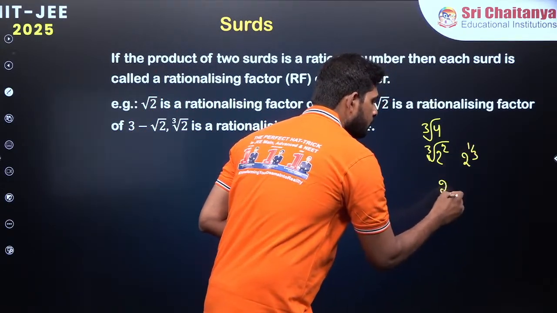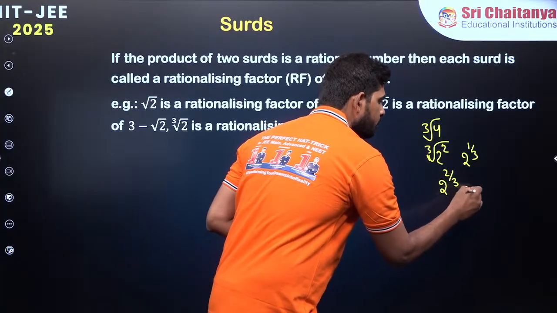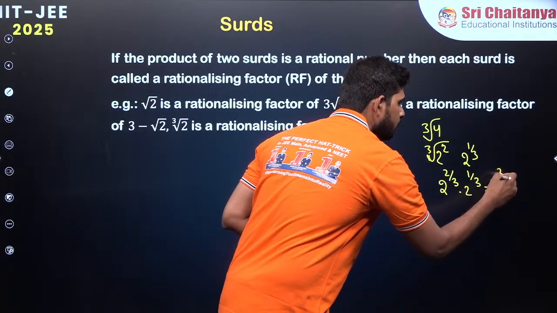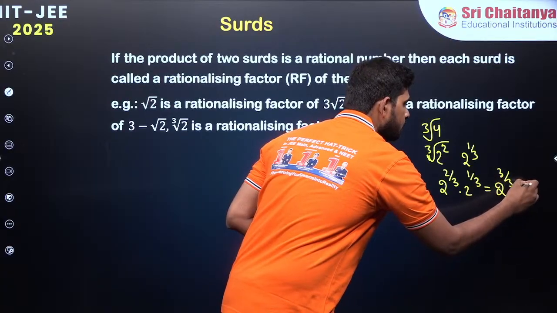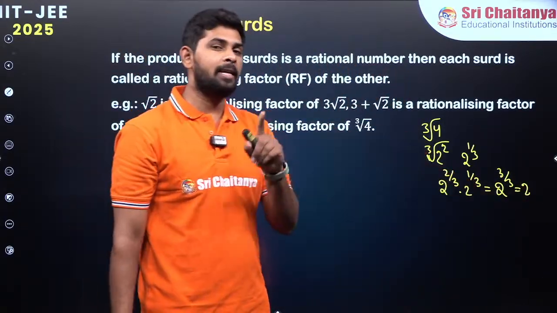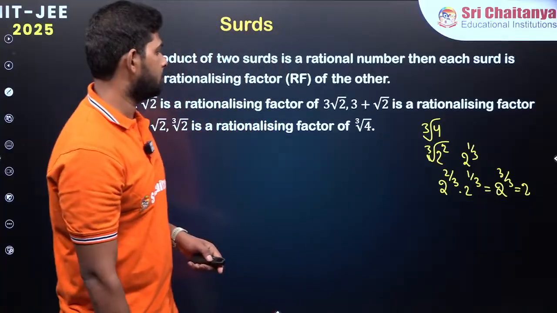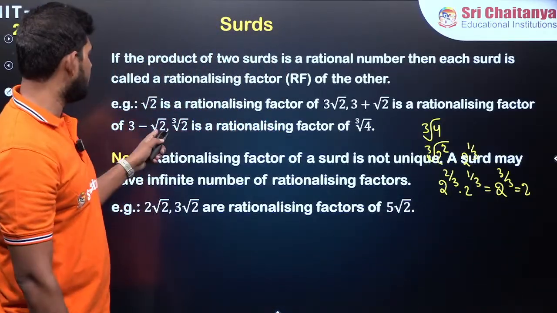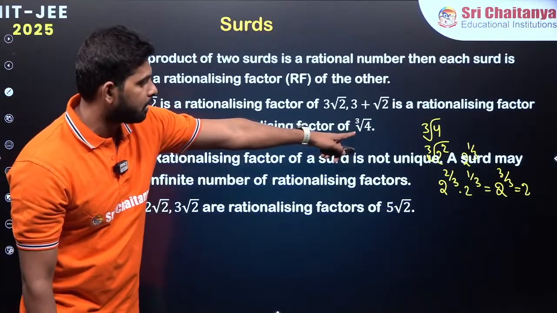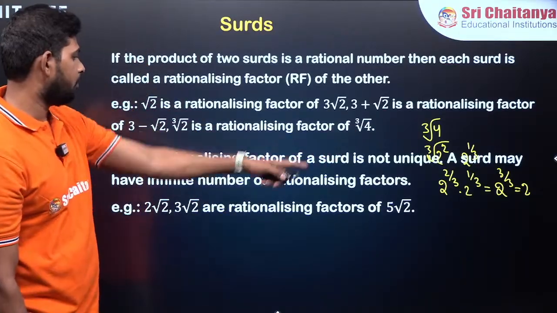Now you can see 2 power 2 by 3 times 2 power 1 by 3 is equal to 2 power 3 by 3, which is giving us 2 here, right? So we are getting a rational number. That is why 2 power 1 by 3 is our rationalizing factor in this case, right? And the same way you can see that for 3 minus 2 times cube root of 2, if I am taking, the rationalizing factor is cube root of 4. Just now I have explained that.